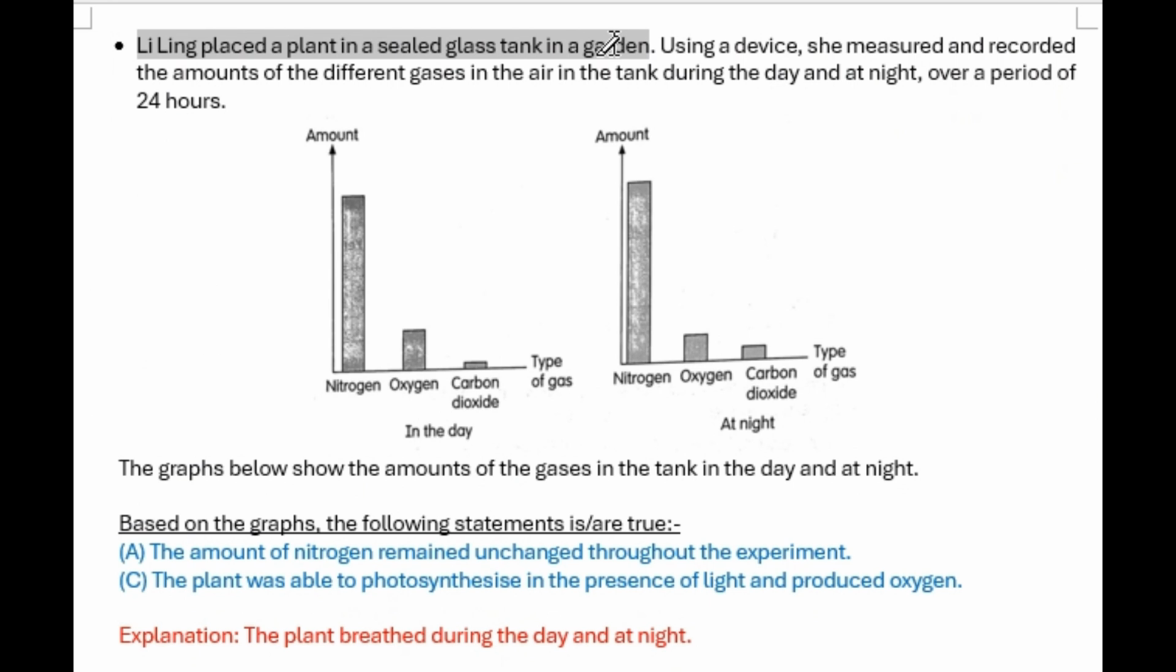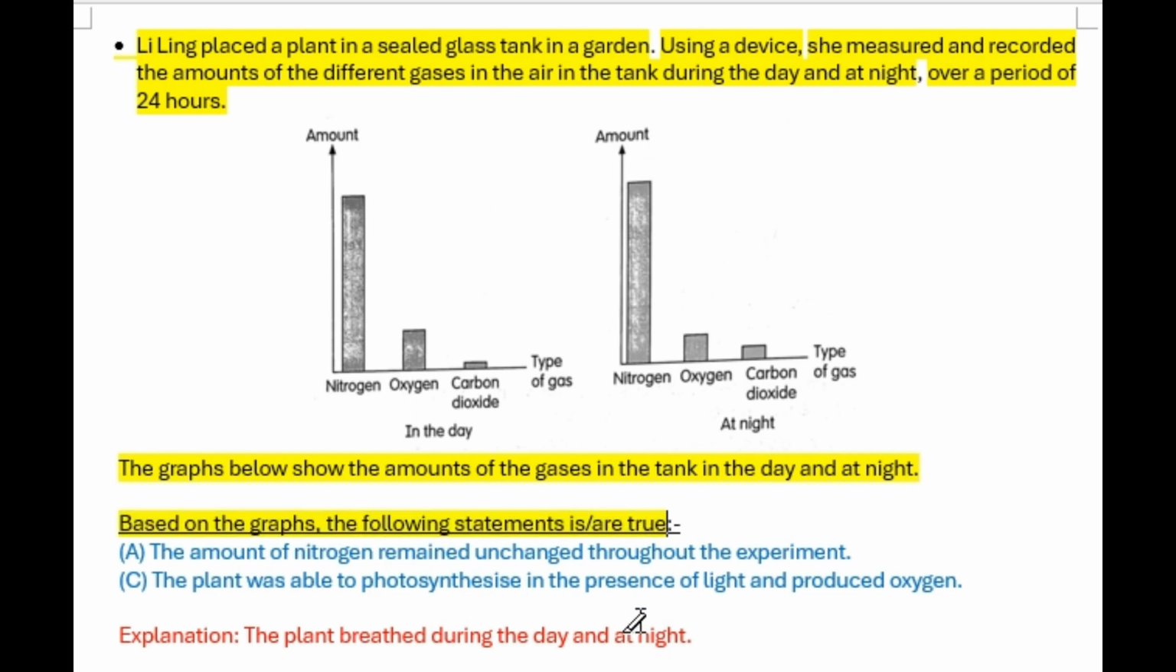Li Ling placed a plant in a sealed glass tank in a garden. Using a device, she measured and recorded the amounts of the different gases in the air in the tank during the day and at night over a period of 24 hours. The graphs below show the amounts of the gases in the tank in the day and at night.